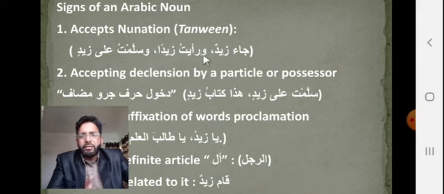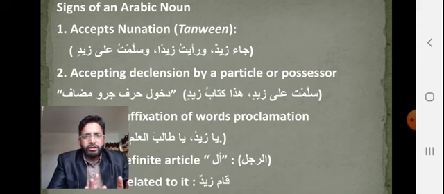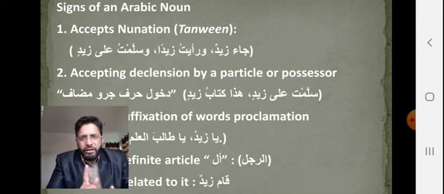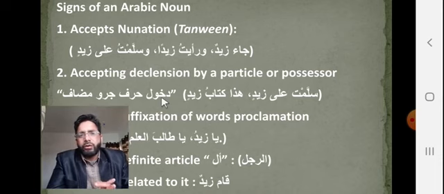There are three types of tanween in all these sentences. Tanweenul dhamma, tanweenul fatha, and tanweenul kasra, because there are three types of tanween in Arabic. But all are tanween. So this is the first sign of a noun, that we find tanween on it. Tanween means that this word, this kalima, is a noun. Now the second sign is that it accepts declension by a particle or a possessor.